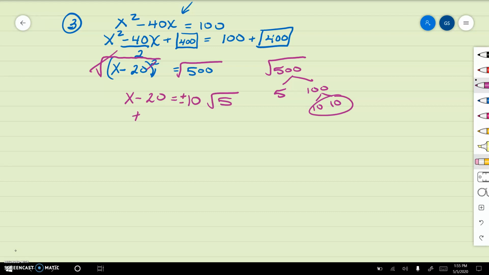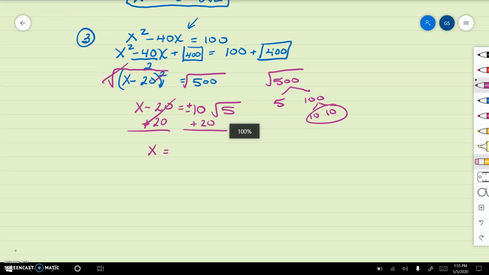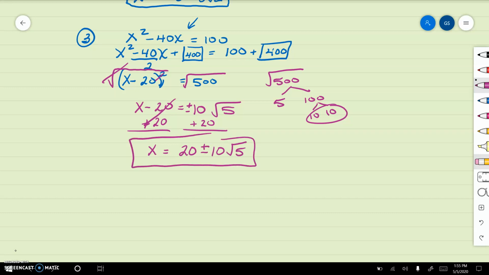I have to add 20 to both sides to get the x alone. Okay, so x is alone on the left now. And on the right, you can't add the 20 to the 10 rad 5, okay, because they're not like terms. So we call this 20 plus or minus 10 rad 5. That's it. All right, I'm going to give you 3 to try.